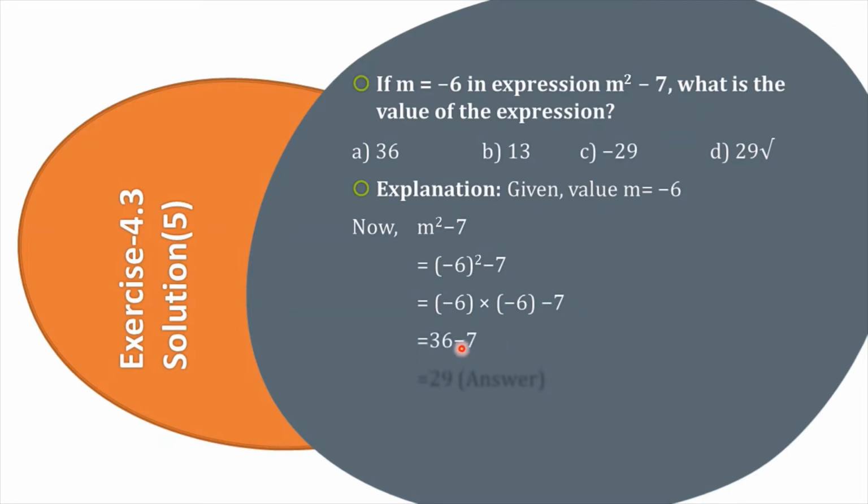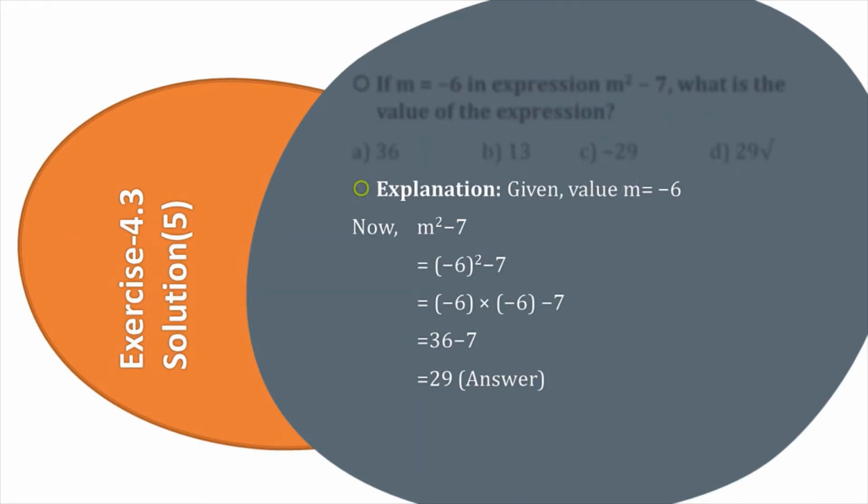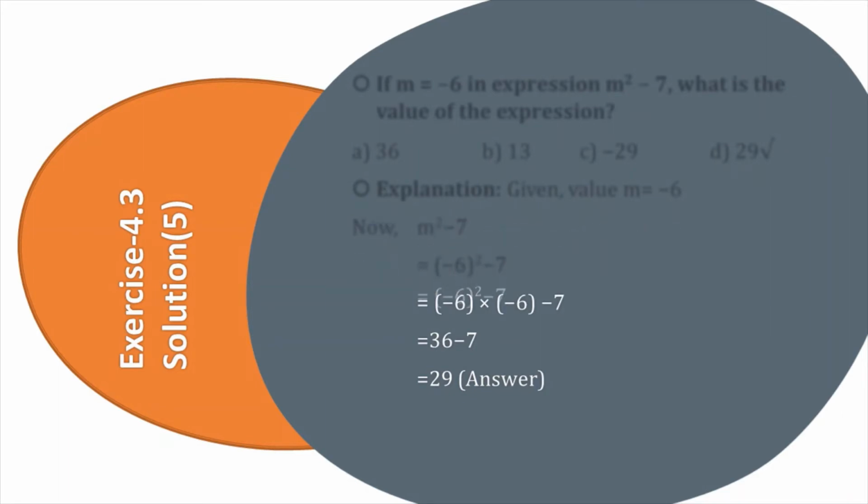If we multiply 6 and 6, that would be 36, and minus times minus would be plus. That's why the sign of 36 would be a plus or positive sign, minus 7. After that, if we subtract 7 from 36, 29 is the desired answer, my dear. So this is solution number 5. The answer is 29, and you can see the explanation. If we put the value of m in m square minus 7, we get the result 29.